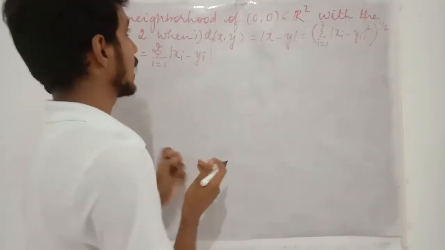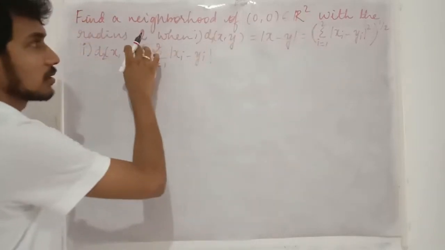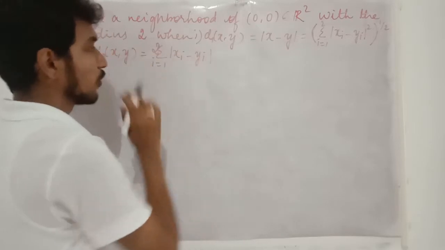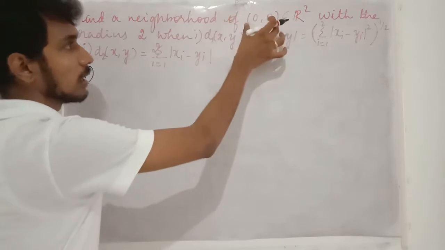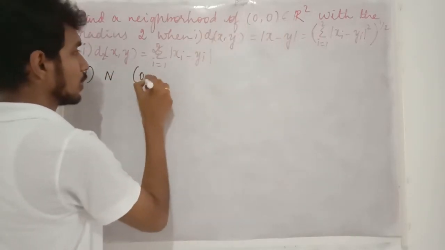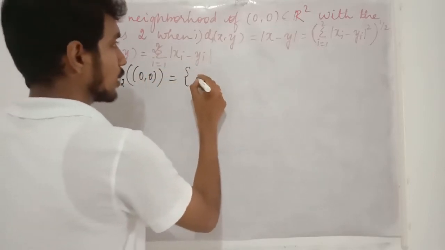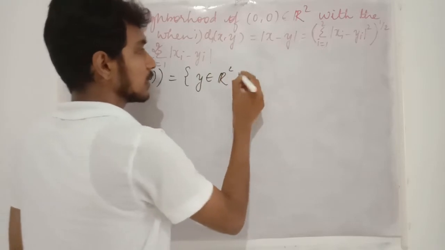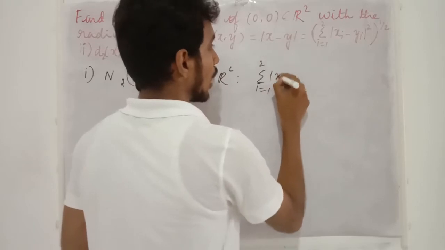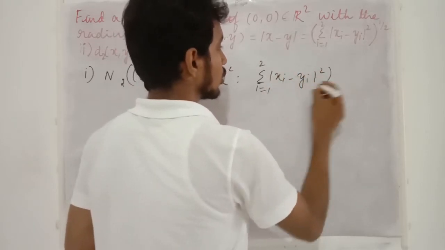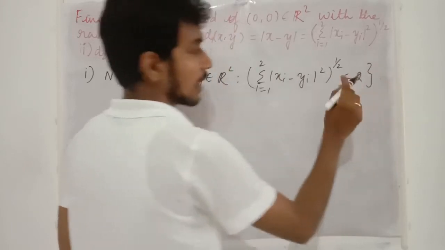We have started with a neighborhood of the origin in R2 with radius 2, when the metric is defined to be in this form. We need to find out the neighborhood of the point (0, 0) with radius 2. It is going to collect the points in R2 such that summation i runs from 1 to 2, absolute of xi minus yi whole square, to the power 1 upon 2, is less than 2. It is satisfying this condition.